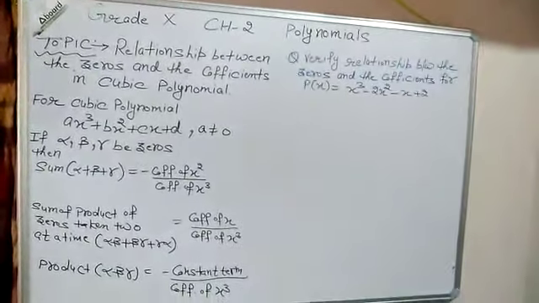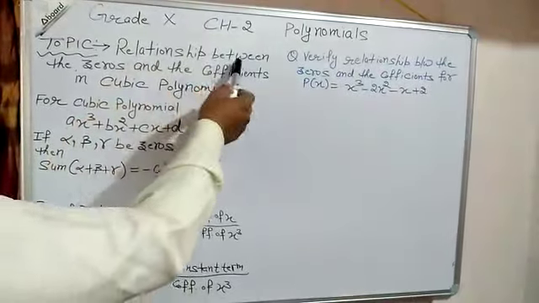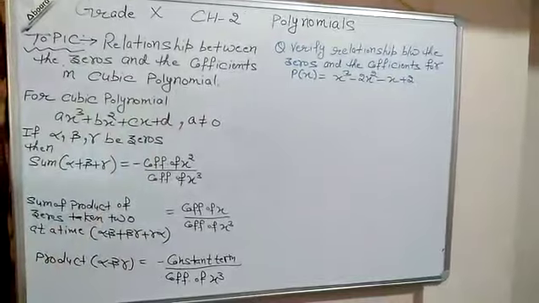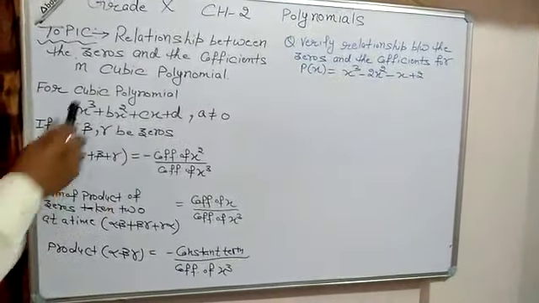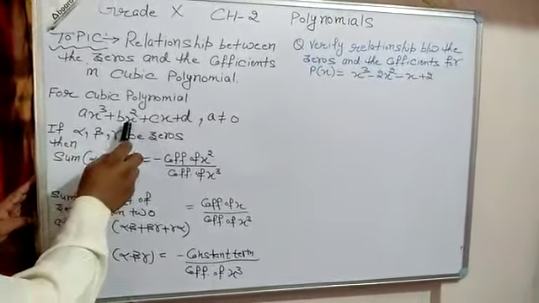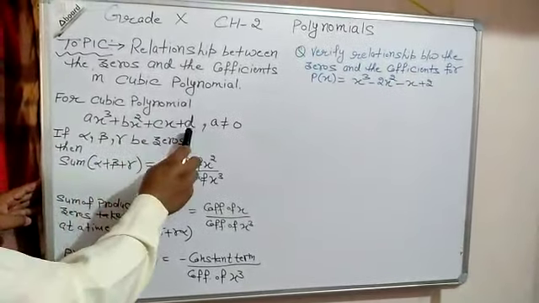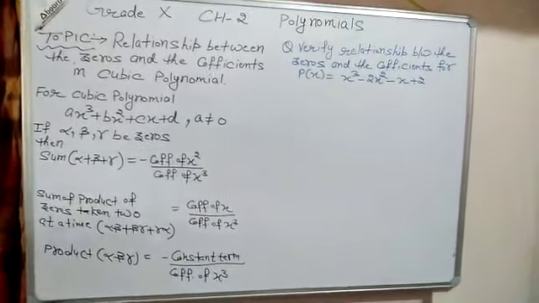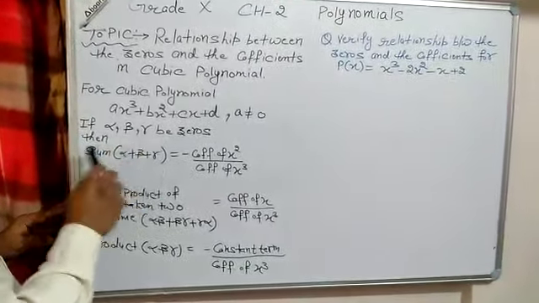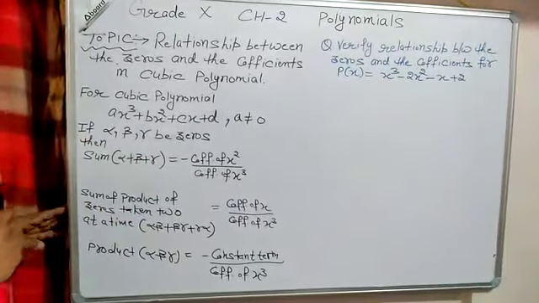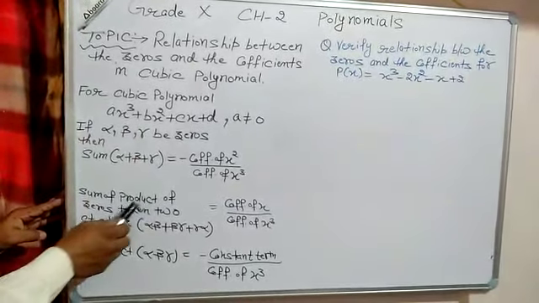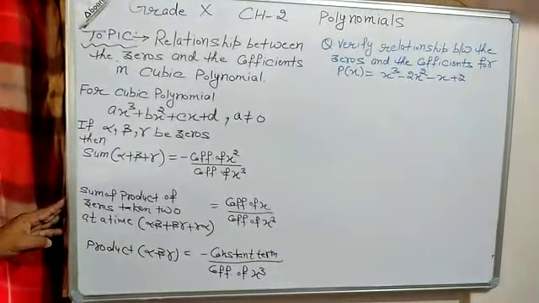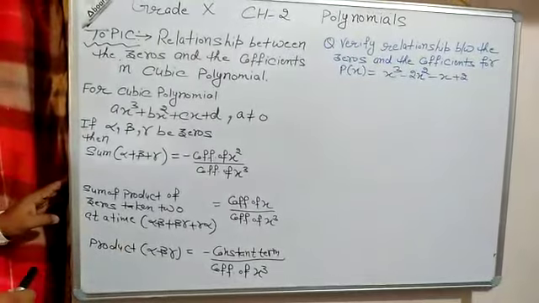Students, our today's topic is the relationship between the zeros and the coefficients in case of a cubic polynomial. As we know, a cubic polynomial is ax cube plus bx square plus cx plus d, where a is not equal to 0. For this cubic polynomial, if alpha, beta, gamma are the zeros, then the sum, the sum of products taken two at a time, and the product, which we already know and learned.